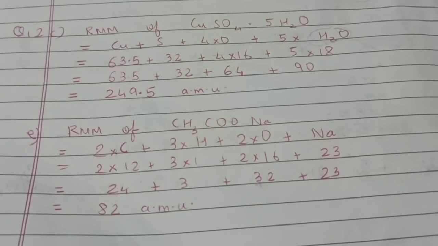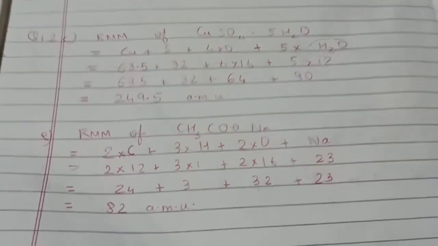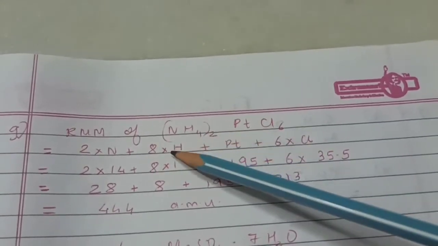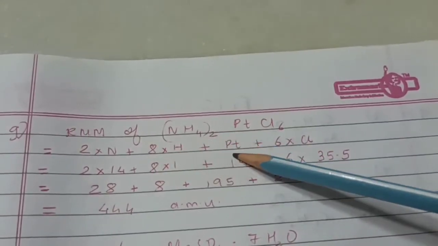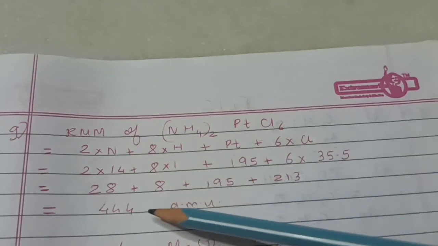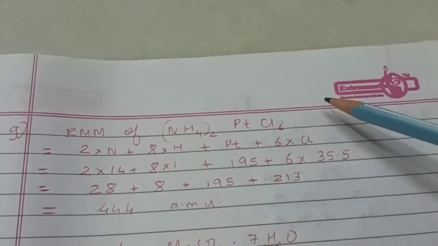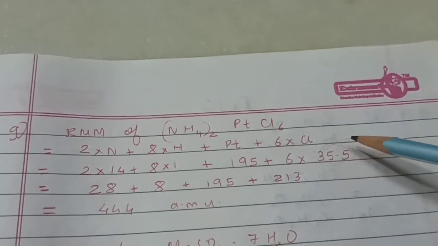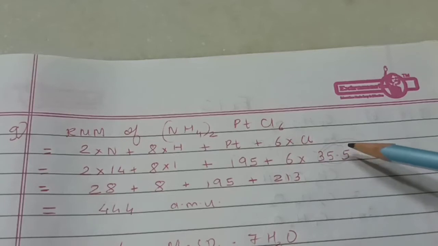Next, let's do the G sum. Ammonium chloroplatinate. How many atoms of nitrogen are there? 2. 8 atoms of hydrogen, 1 of platinum, and 6 of chlorine. Substitute the values and get the final answer as 444 AMU. Why is chlorine atomic weight a decimal number? Well, that's an interesting question. Search it, and if you know the answer, message in the comments.